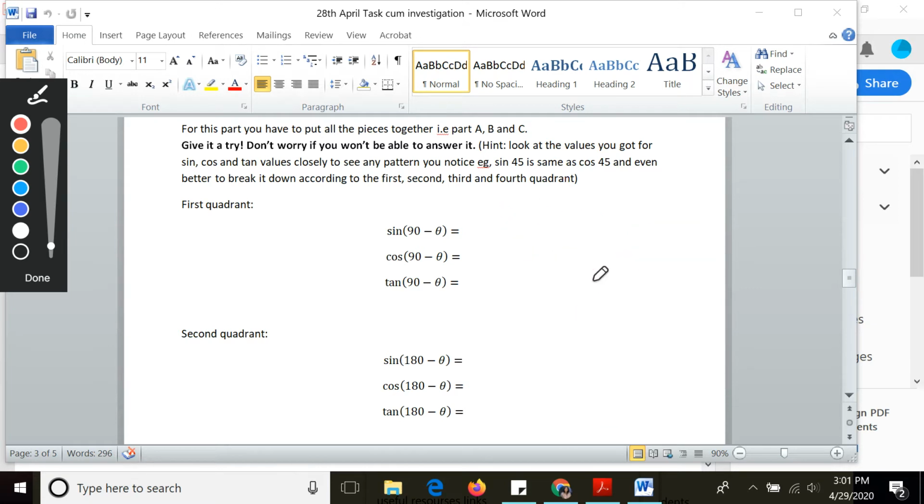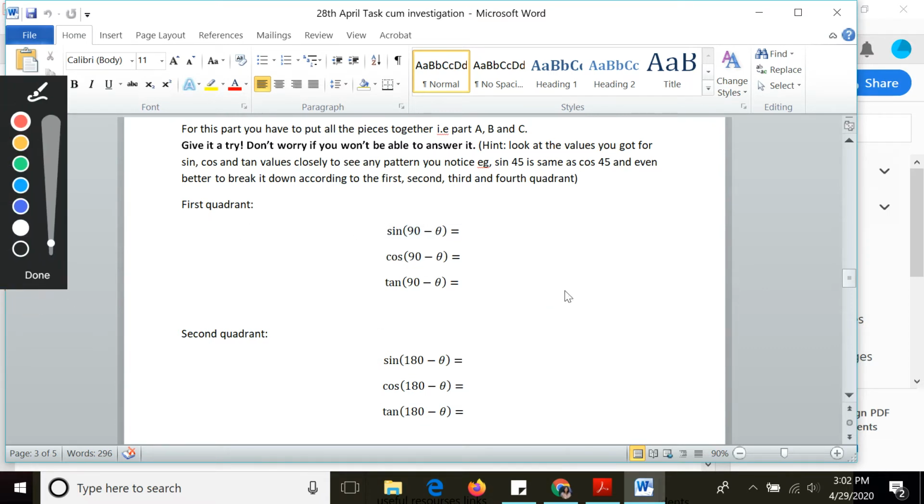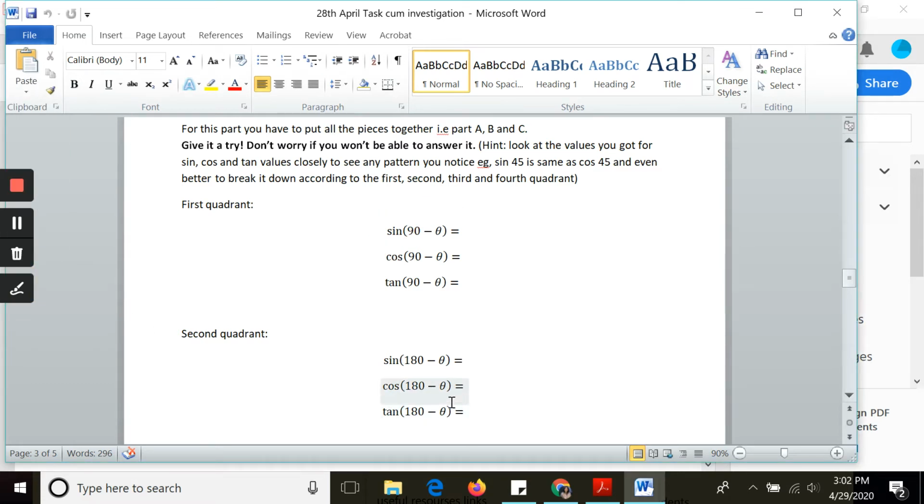So if you are working with odd multiples of 90, sine gets changed into cos, and cos gets changed into sine. Whereas if you are working with even multiples, then you remember that sine 180 minus theta was sine. So sine remains sine, cos remains cos, tan remains tan. So for the first quadrant, yes, we need to do sine 90 minus theta and cos 90 minus theta. So we need to know these two values only. But then for others, we will be using sine, cos, and tan in terms of 180 minus theta.